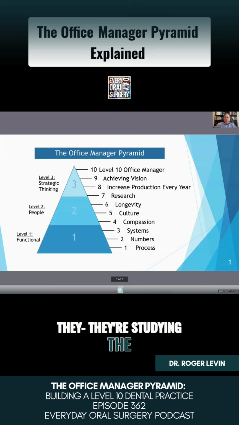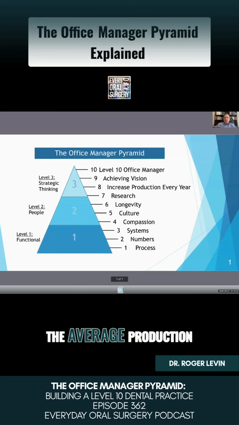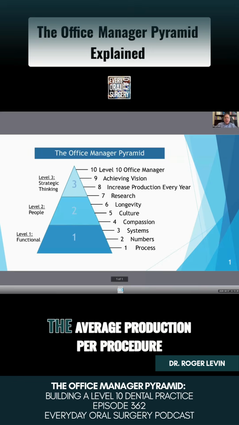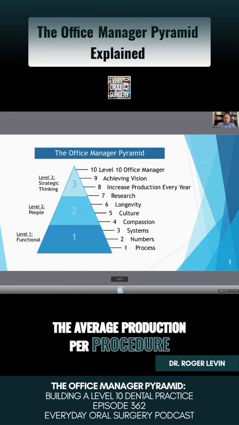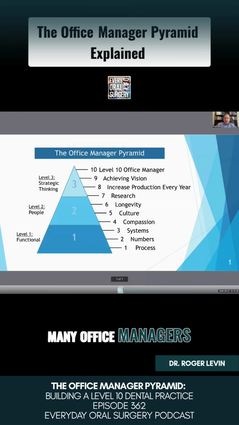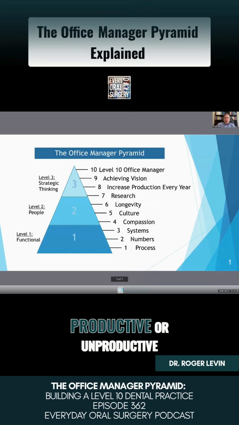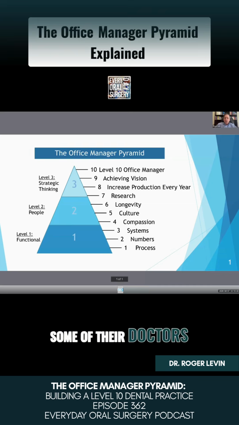They're studying the average production per patient, the average production per referral source, the average production per procedure, the average production per provider. Many office managers that we're working with right now had no idea how productive or unproductive some of their doctors were. And this is important because then they can decide who wants help, how can they help them, how do we change the schedule. So knowing the numbers is important.